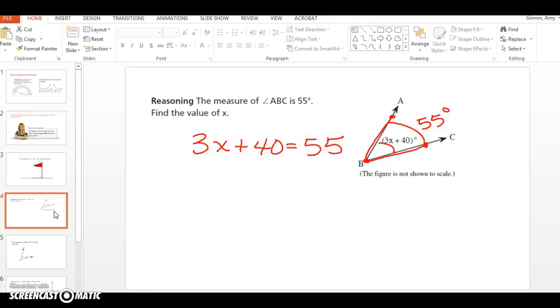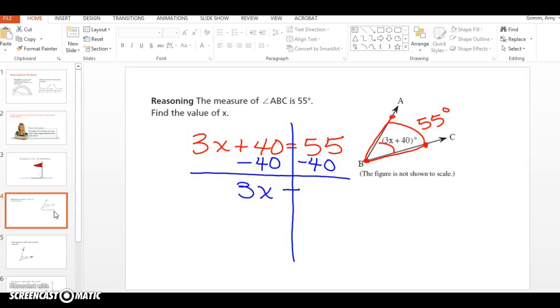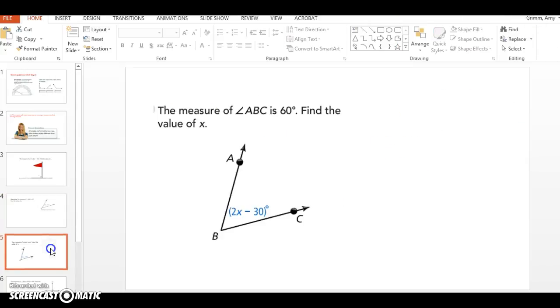All right, so let's go ahead and solve this one. So we're going to subtract 40 from both sides. This is 3x equals 15. And then divide both sides by 3. Hopefully we're getting really good at this. I mean, this doesn't even have a lot of negatives in it, so this should feel pretty simple. Okay? All right, I'd like you guys to go ahead and try the next one, and then we'll talk about it.